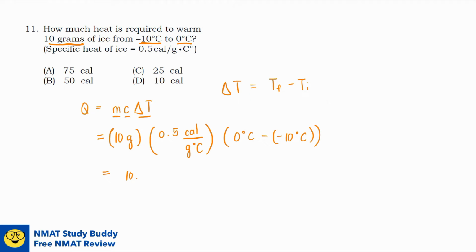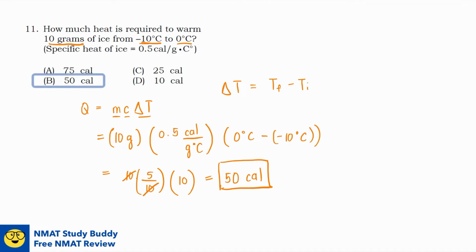10 times 0.5 times 0 minus negative 10 is equal to 10. Positive 10. So, makakancel yung 10. And we're left with 5 times 10 is 50. So, 50 calories. Yan yung heat na mapoproduce, which is letter B.